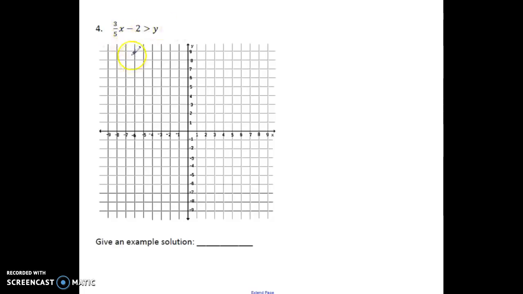But this is in slope-intercept form. So we know that our y-intercept is negative 2, and our slope is 3/5. So we're going to start at negative 2, and we go up 1, 2, 3, and right 5. We can do that again, up 1, 2, 3, and right 5. We can go the other way, down 1, 2, 3, left 5, down 1, 2, 3, left 5.